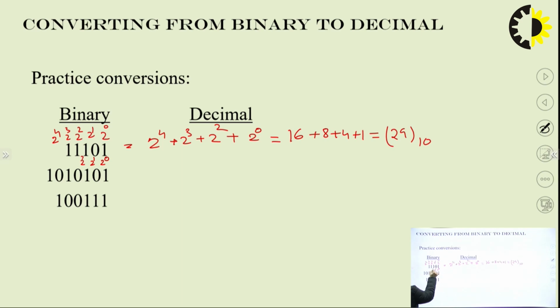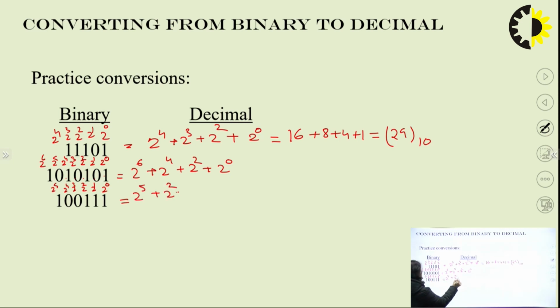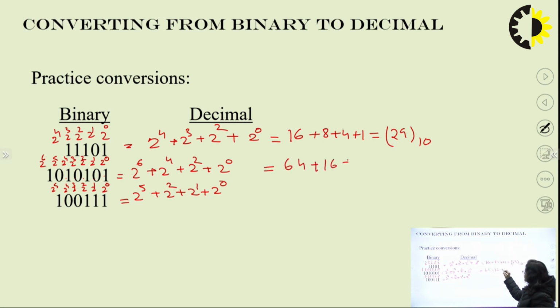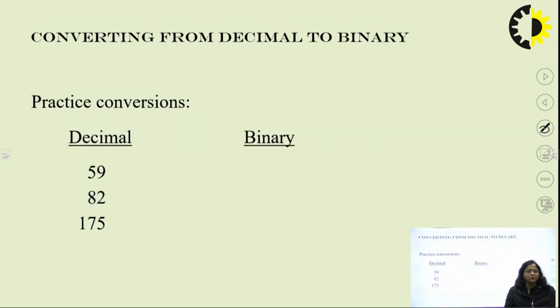The weights are written as they are: 0, 1, 2, 3, 4, 5, 6. So we can say 2 to the power 6 plus 2 to the power 4 plus 2 to the power 2 plus 2 to the power 0. For the next number, the weights are 2 to the power 0, 1, 2, 3, 4, 5. So the number will be 2 to the power 5 plus 2 to the power 2 plus 2 to the power 1 plus 2 to the power 0. So I hope all of you can easily convert it. 2 to the power 6 is 64 plus 16 plus 4 plus 1, and for this it is 32 plus 4 plus 2 plus 1. So any number can be easily converted to decimal.